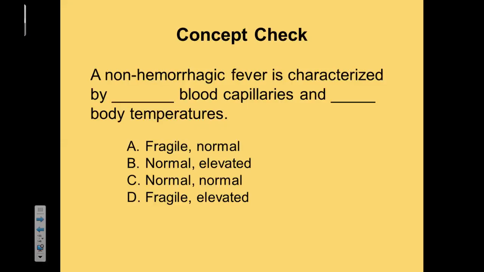So concept check, class. A non-hemorrhagic fever is characterized by blank blood capillaries and blank body temperatures. Would it be fragile blood capillaries, normal body temperature, normal blood capillaries, elevated body temperature, normal blood capillaries, normal body temperature, or fragile blood capillaries and elevated body temperature? Go ahead and rewind the PowerPoint to find me an answer, or you can check your notes and or your textbook. 4, 3, 2, 1. Non-hemorrhagic fevers are characterized by B, normal blood capillaries and elevated body temperatures.